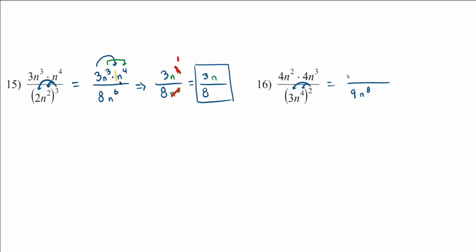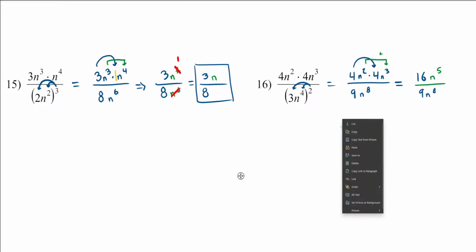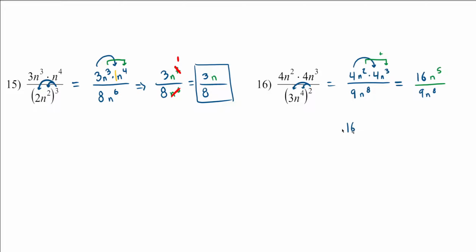All right, and then the top here, 4n squared times 4n cubed. Now I'm ready to combine and then reduce. 4 times 4 is 16. 2 plus 3 is 5, so I get 16n to the 5th over 9n to the 8th. Dividing, 9 and 16 don't divide, so I'm going to keep that as a fraction. 16 over 9. Again, I ran out of lateral room, so I'm bringing it down here.